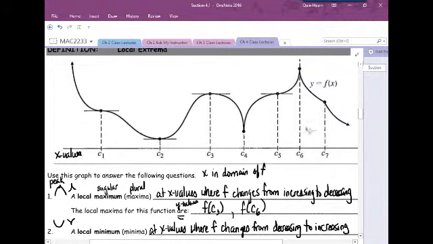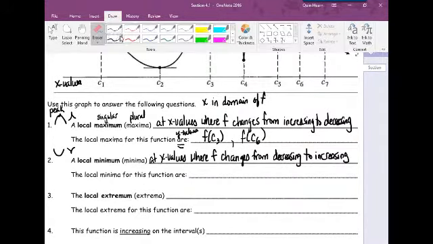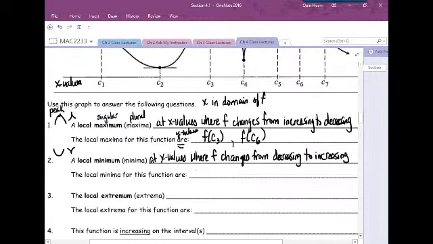Good, Karina. C2 is a valley, and also C4. So if I ask you what are the local minima, I'm asking you for the y values. If I asked you where are they, I would say C2 and C4, but since I ask you what are they, I'm going to say f of C2 and f of C4.